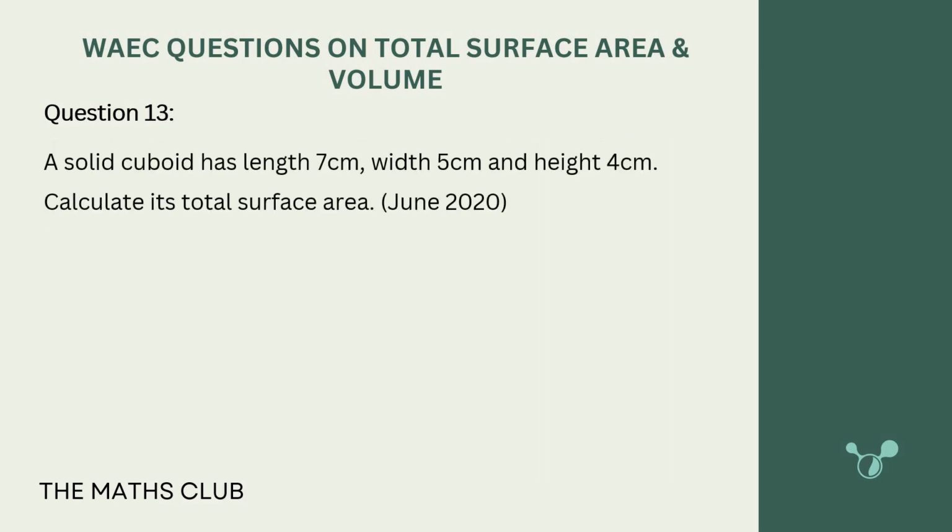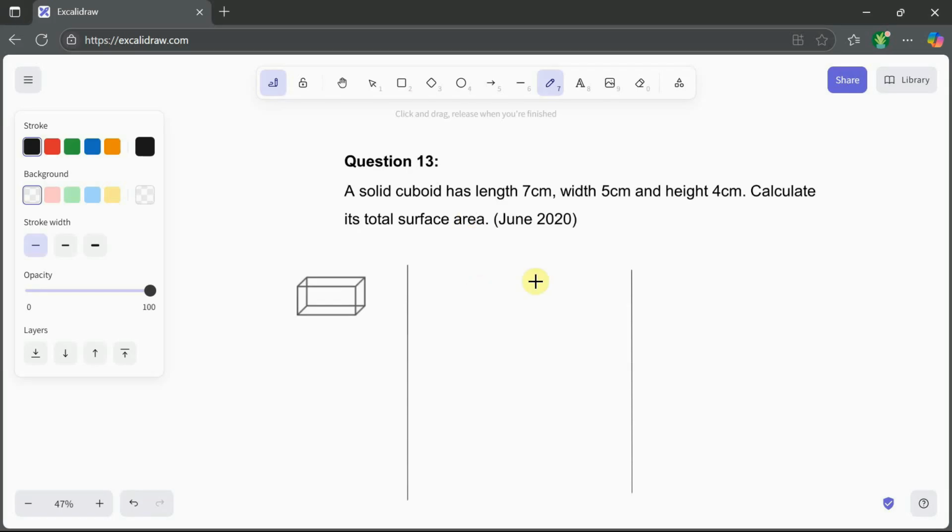Question 13 says that a solid cuboid has length 7 centimeter, width 5 centimeter, and height 4 centimeter. Calculate total surface area. This is from June 2020. So this is a cuboid. What are we given? We're told the length is 7 centimeter, the width is 5 centimeter, the height is 4 centimeter. We're told to find the total surface area.